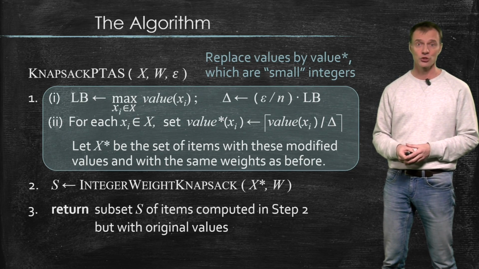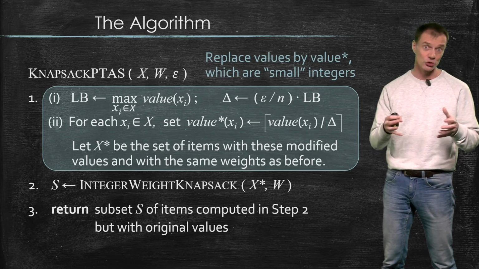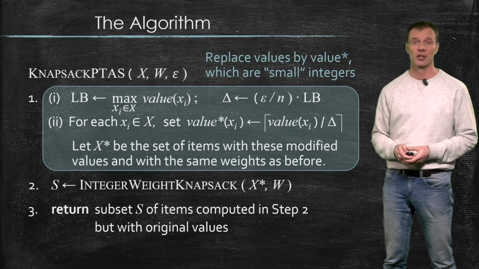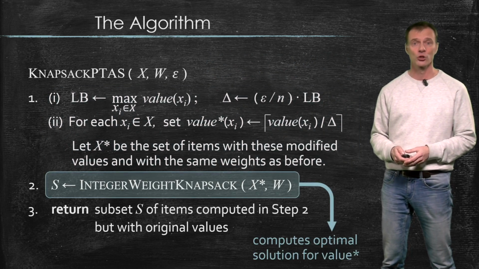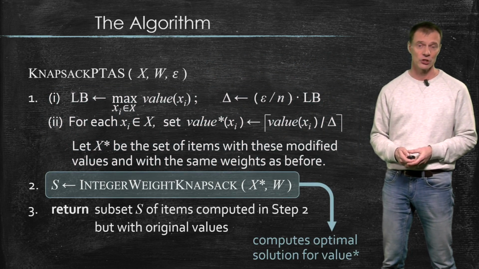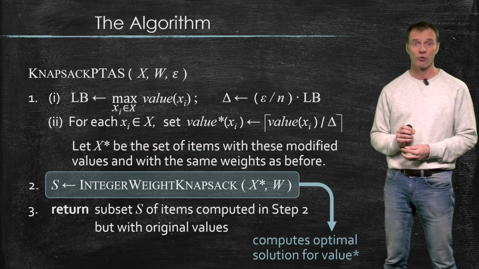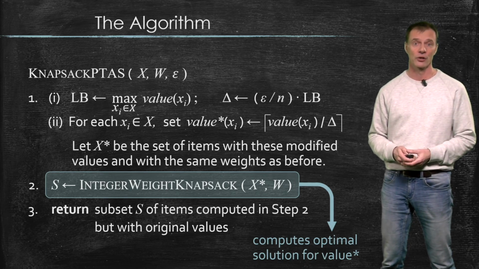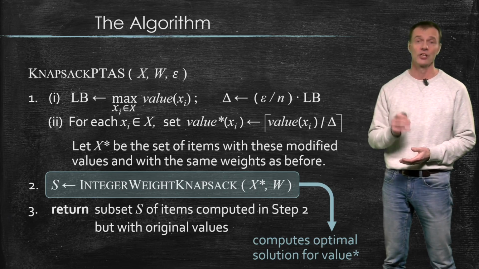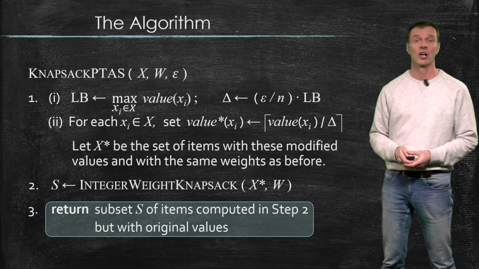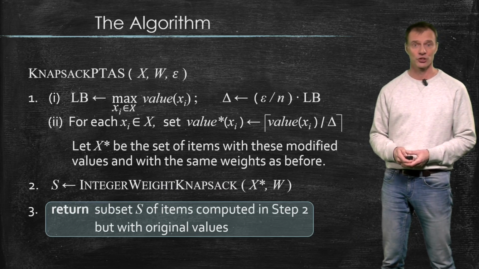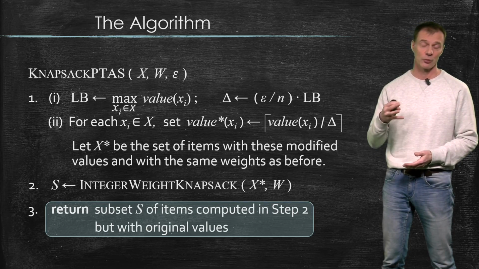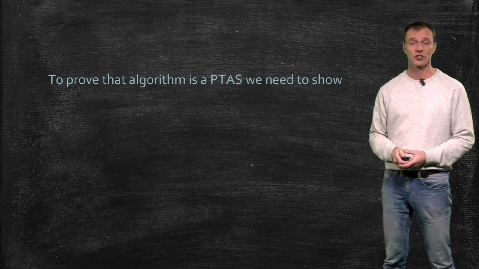That will give us a new subset x star, or actually it's the old set x, but with the new values, value star. And for that set x star, we're now going to call our dynamic programming algorithm, which gives an optimal solution for the case where all the item values are integers. And in x star, all the item values are integers. So that's what we do in step 2. And then after solving the problem on x star, we're simply going to say, okay, the subset of items that we compute is also the subset of items that we're going to report. So this is the algorithm.